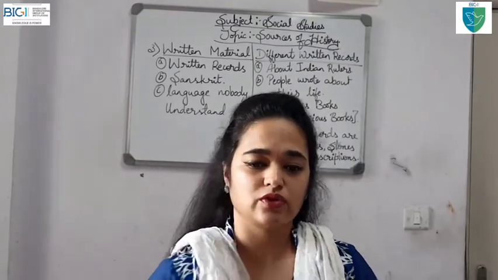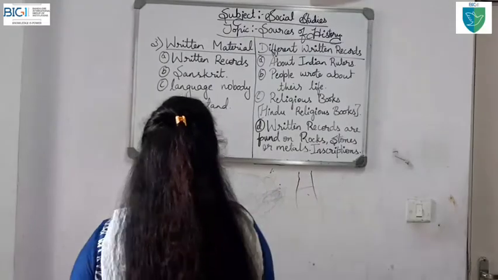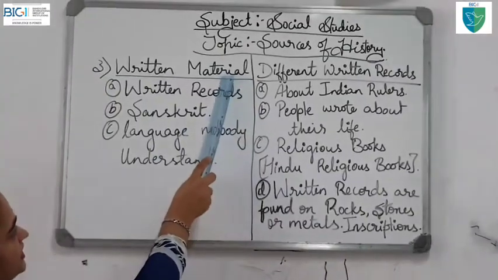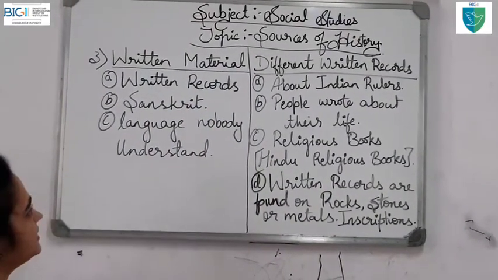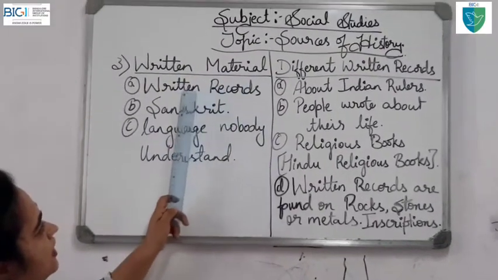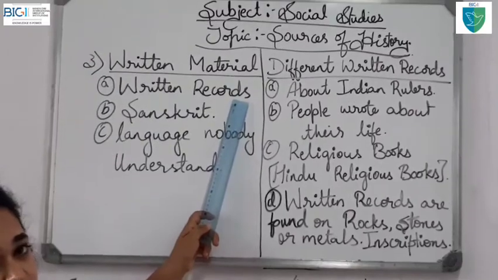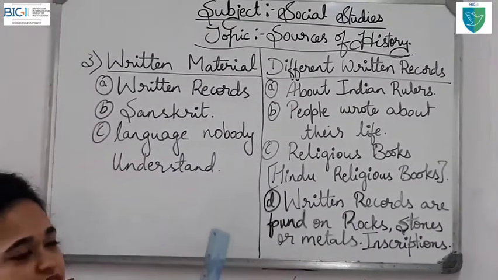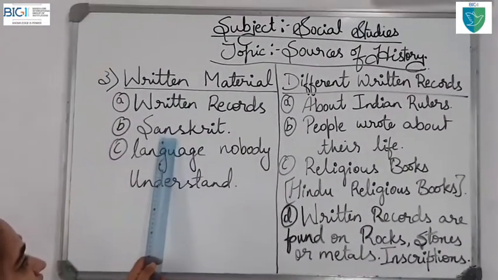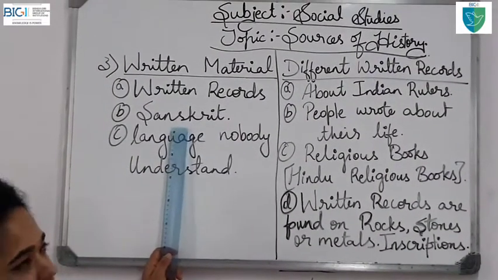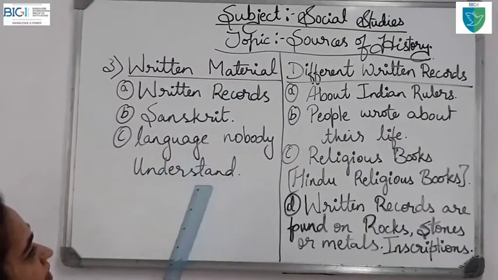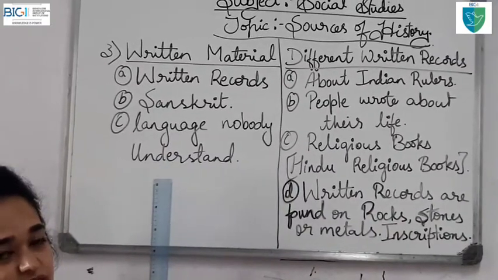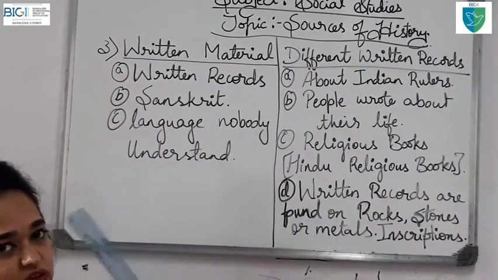Okay, now I give you small details. Our third source of history is written material. What do we come to know under written material is, written material is also called written records. Most of the written records were in which language? Sanskrit language. It was written in Sanskrit language. And there was some different language also which nobody could understand. I told you, right, there were some secret writings also which nobody could understand.